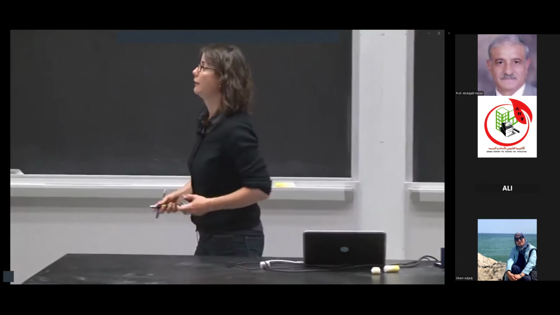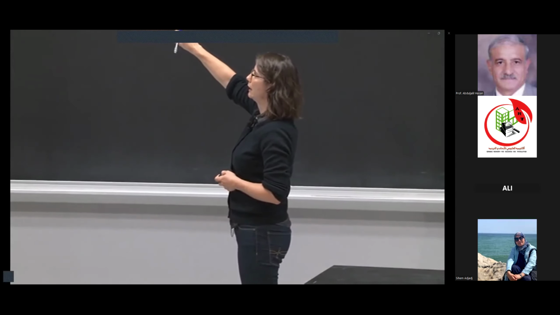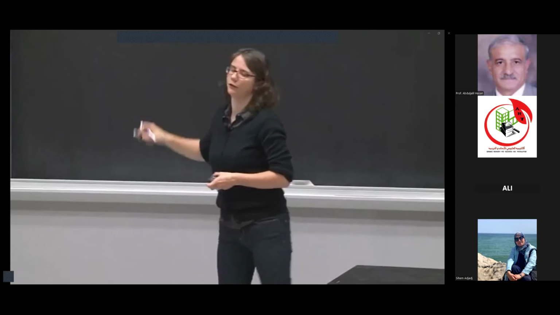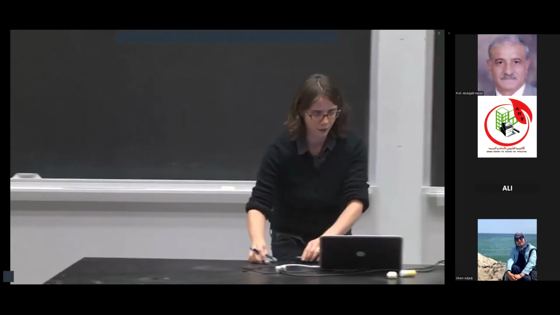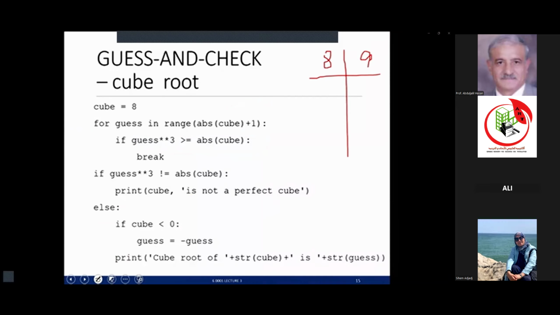Instead of guessing whether the guess to the power of 3 is equal to the cube, we're going to check if it's greater or equal to. And we're going to do that for the following reason. So if we're trying to find the cube root of 8, for example, versus the cube root of 9, this is 8 and this is 9. Okay, what is this code going to do?